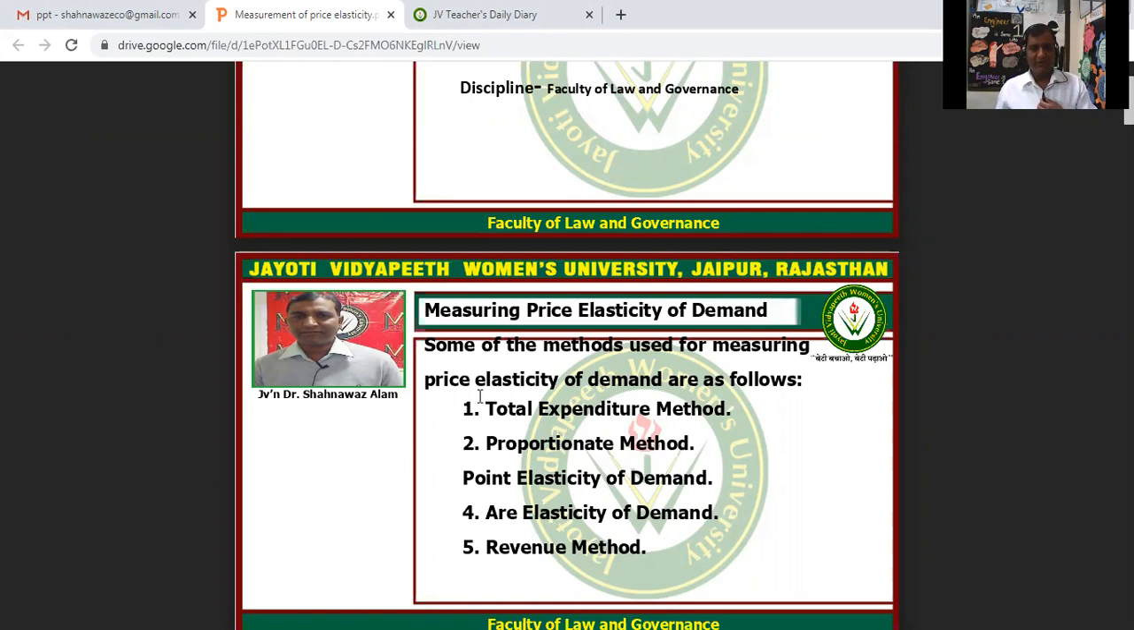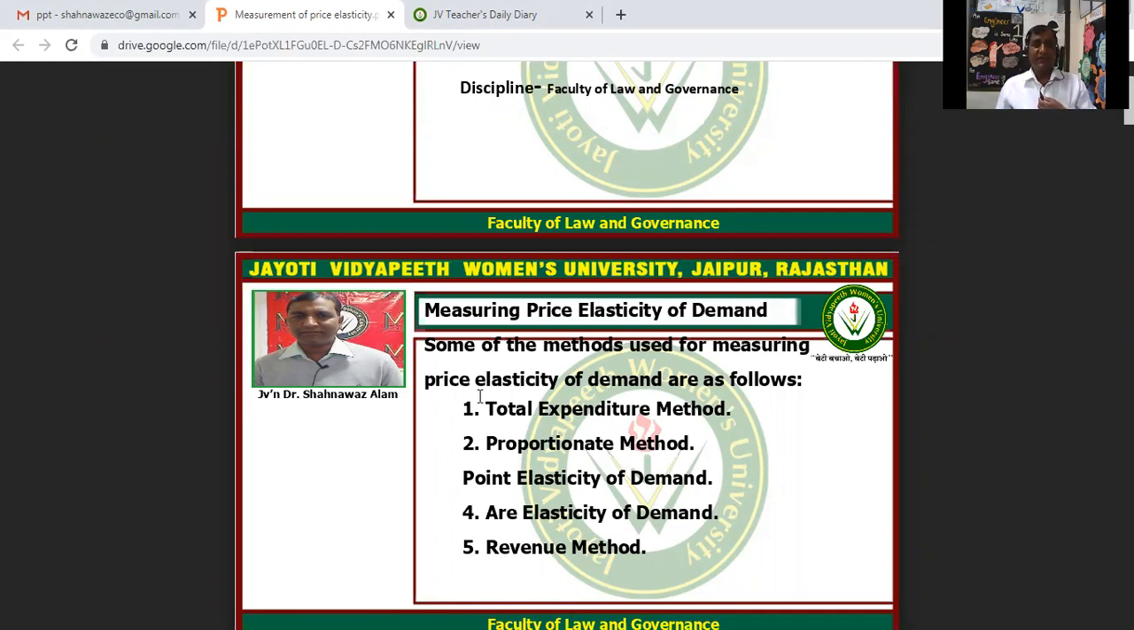Today we discuss the most important concept of business economics and economics for managers. Today's topic is measuring price elasticity of demand. There are various methods of measuring price elasticity of demand. Some methods used for measuring price elasticity of demand are as follows.